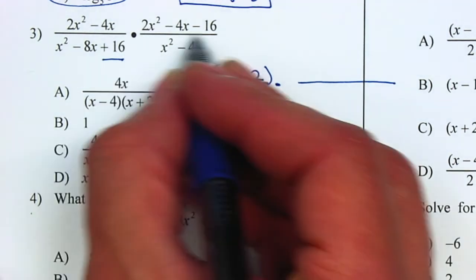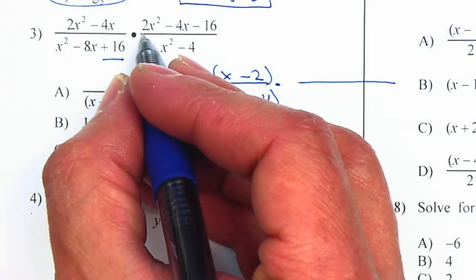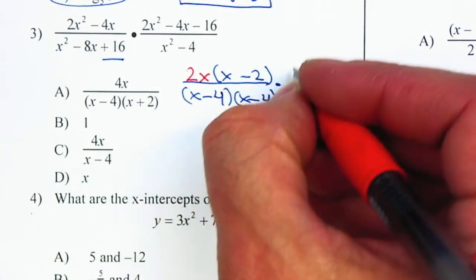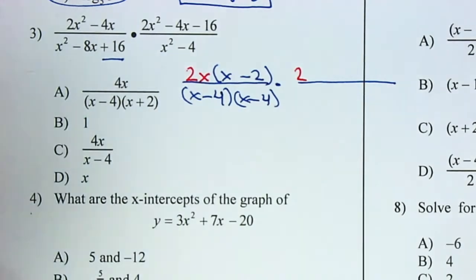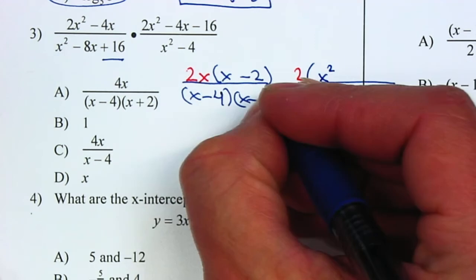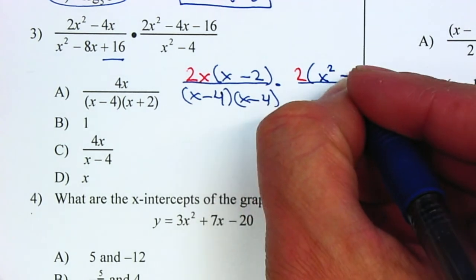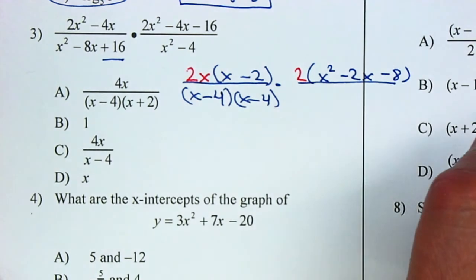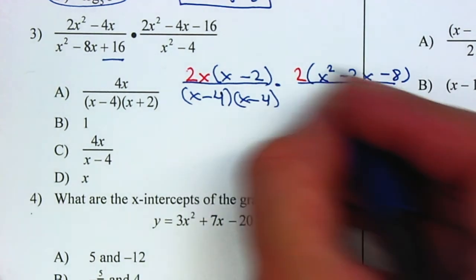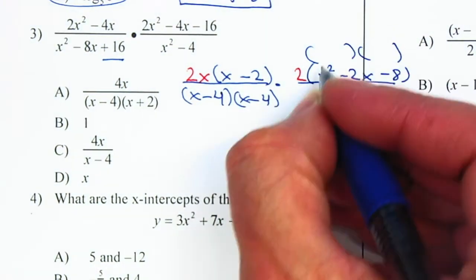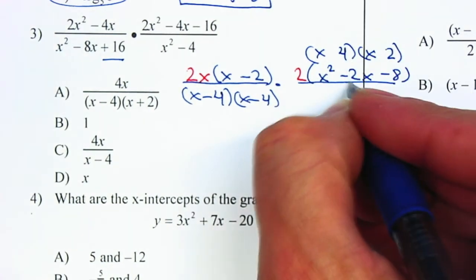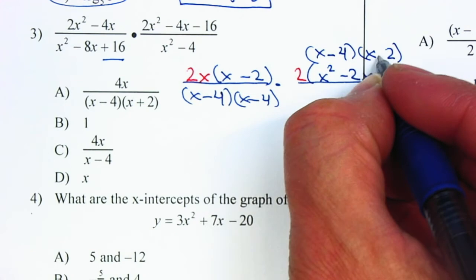I'm going to take out a common factor here. One number divides 2, 4, and 16. I can factor out 2. What's left inside? X squared minus 2x minus 8. I can still factor this now with double parentheses. It'll be x and x. That'll be 4 and 2. I need to add up to negative 2, so it'll be negative 4 and positive 2.